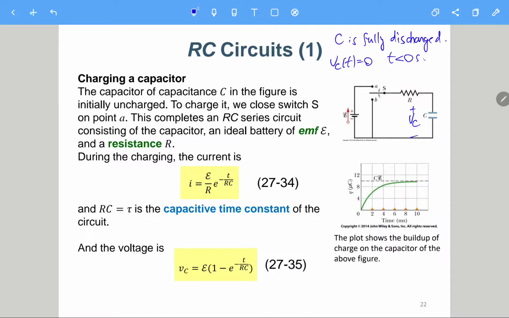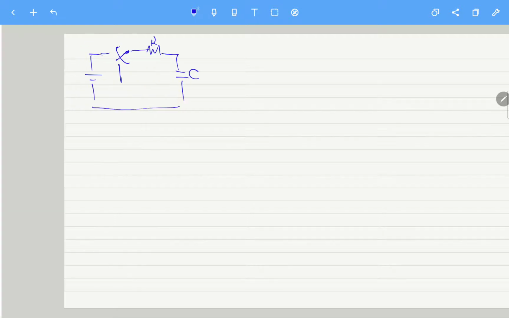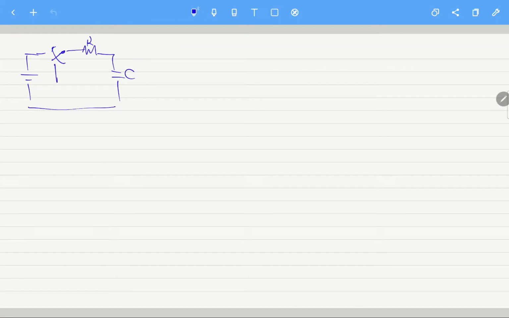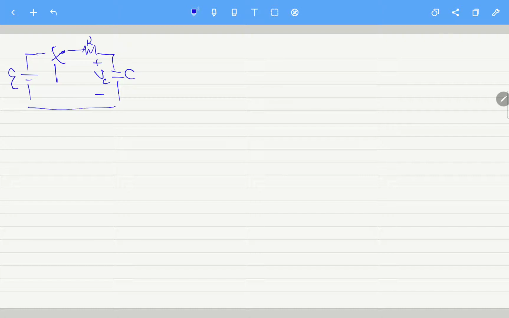So if you still remember, for the capacitance, let me redraw the circuit here. We have R, C, and this is E. I'll say this is VC, or just C here, the notation doesn't really matter. This is the current I, because this is just a single loop.